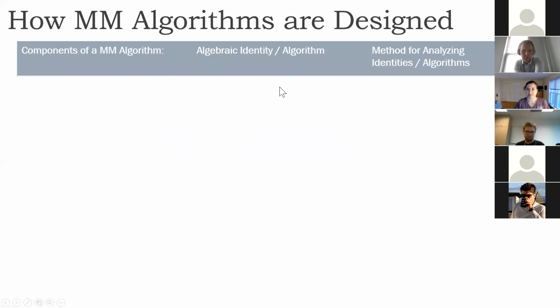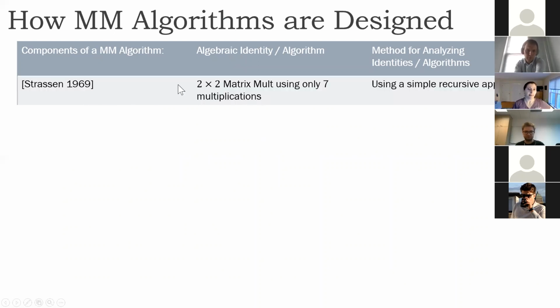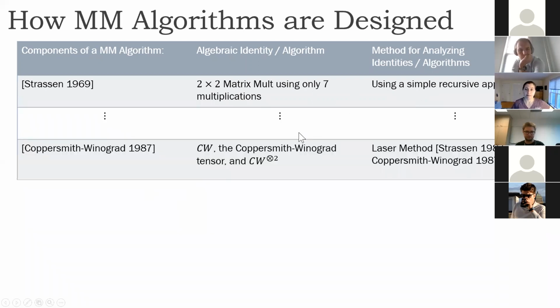Okay, so here's a big slide on how matrix multiplication algorithms are designed. As I said, Strassen began with 2 by 2 matrix multiplication using only 7 multiplications, namely the rank is at most 7, and used the simple recursive approach. And a lot of stuff happened, which I'll touch upon in a little bit. And then Coppersmith and Winograd defined the Coppersmith-Winograd tensor, and that tensor squared, whatever that means. And then they used something called the laser method, which I'll discuss later.